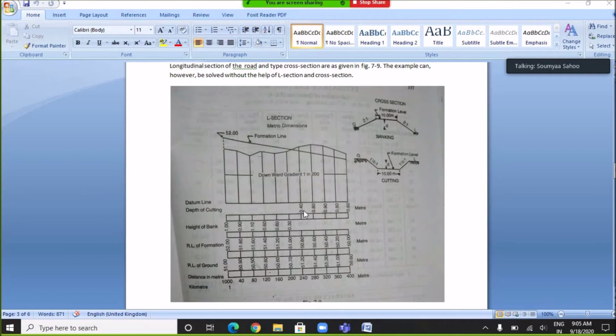That is the depth of cutting. In a similar manner, we can find out the depth of cutting for the remaining stations. After which, we have to draw the longitudinal section, where we have to draw the natural ground surface, and we have to show the formation line of the road.